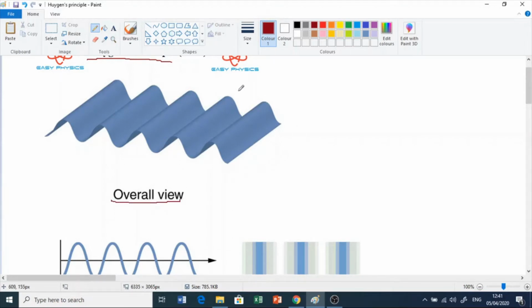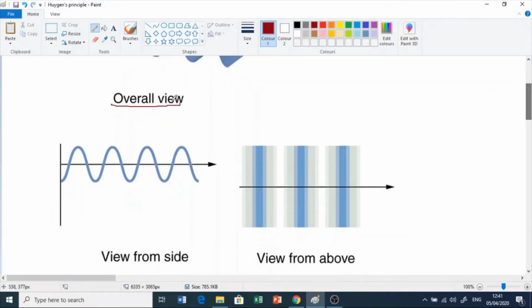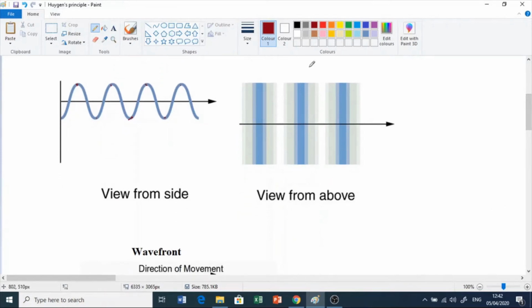Think of water waves. As you see, there is oscillation of the medium and the wave is propagating like this. Okay, this is the overall view of a wave, and this is the side view of the waves. These are called the crests of the waves, and these are called troughs. And this is a crest, this is a trough, and this is a view from above.